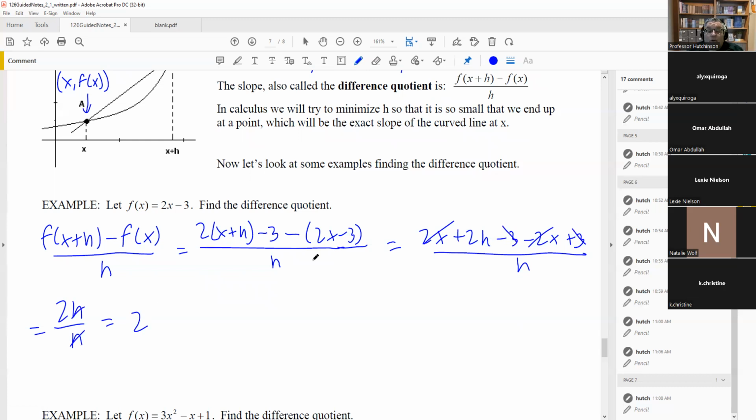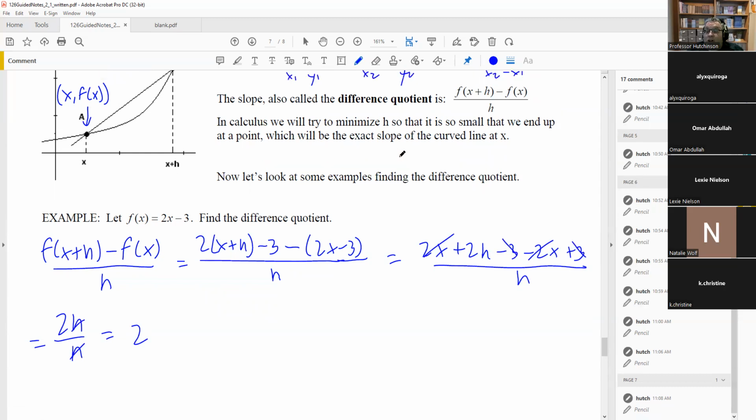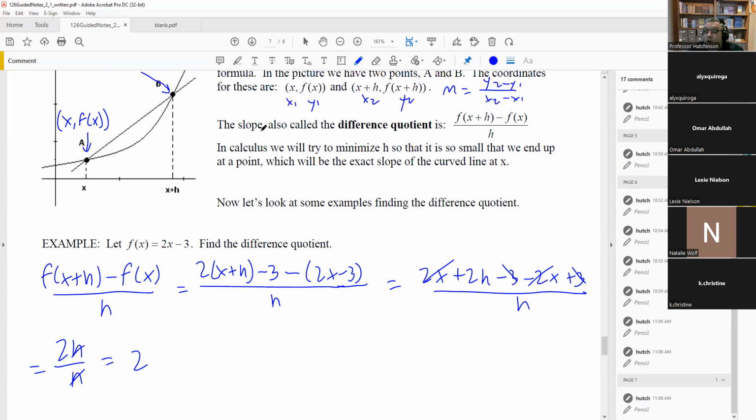Now that makes sense, because remember what we talked about before: the difference quotient is nothing more than a slope. Typically we're going to use the difference quotient to find the slope of curved lines. So in this case, we don't even really need to use the difference quotient to find the slope, because I just could have looked at the number in front of the x and said, okay, that's the slope, the number in front of the x.